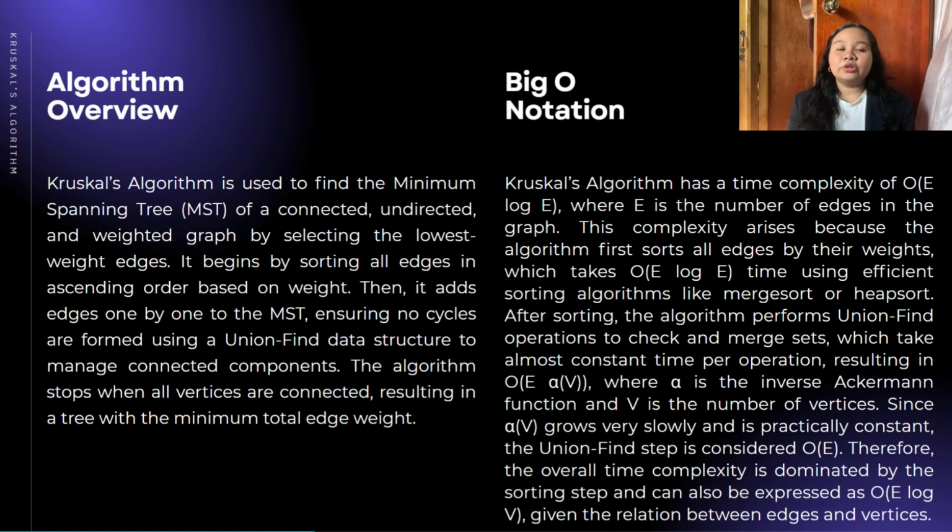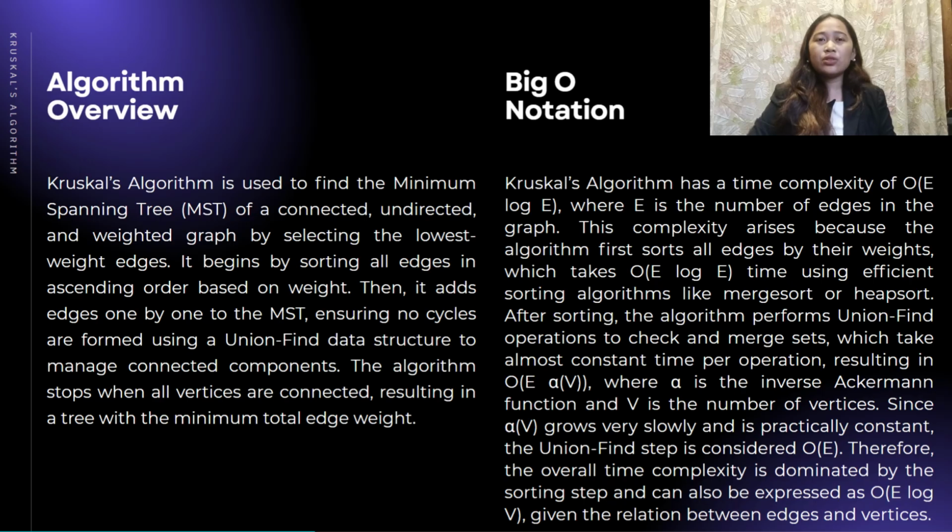The algorithm stops when all vertices are connected, resulting in a tree with a minimum total edge weight. To explain briefly, Kruskal's algorithm builds the minimum spanning tree by always picking the lightest edge available that doesn't create a cycle. It keeps track of connected components using union-find, which helps prevent loops. The process continues until all the nodes are connected, giving us the most efficient network in terms of total edge weight.